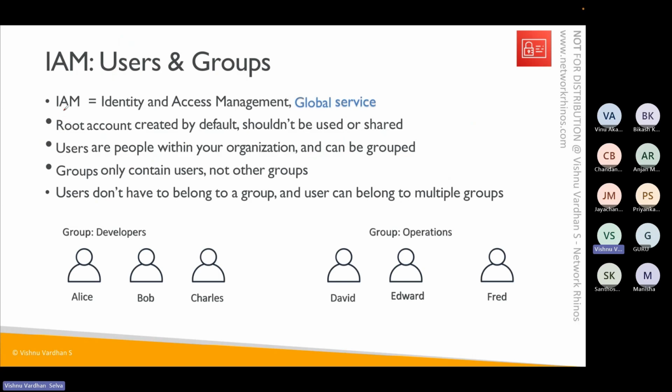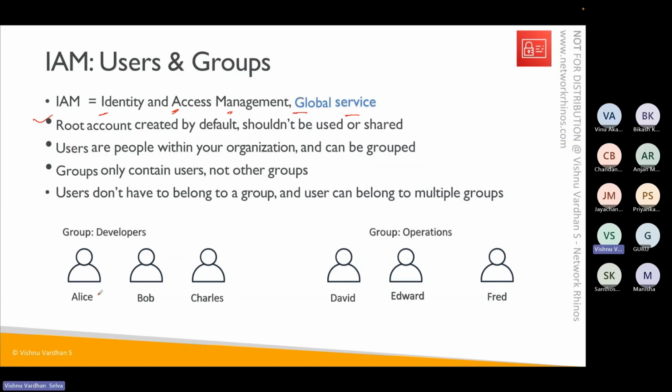See, once again, IAM expands to Identity and Access Management and it is a global service. Global service means it is not specific to a region. Globally, we can enable IAM. Root account is created by default and we should not be using it or even sharing it. Even if you are going to share your Amazon console portal with your friends or someone, you should not share your root account, because the root account has your debit card information, and it is very important to keep it safe. What you'll be sharing is the IAM account.